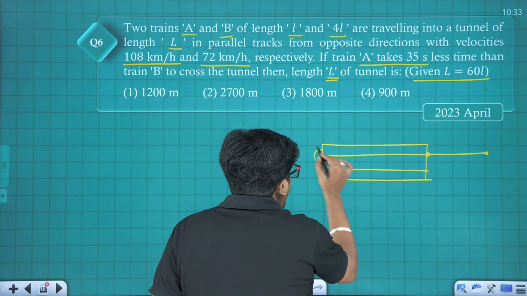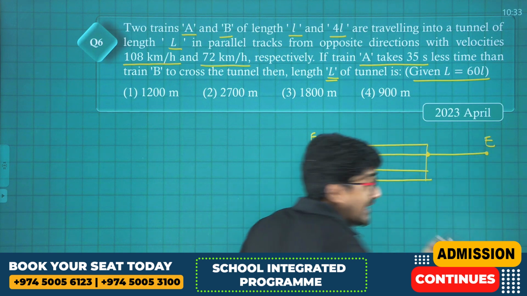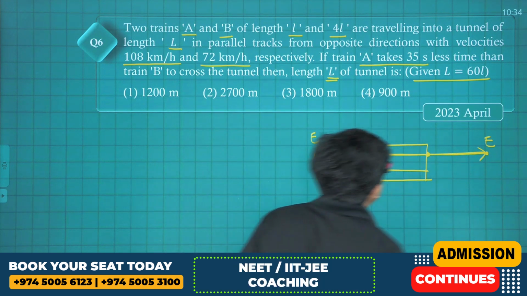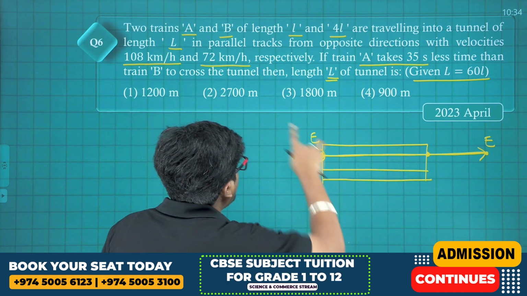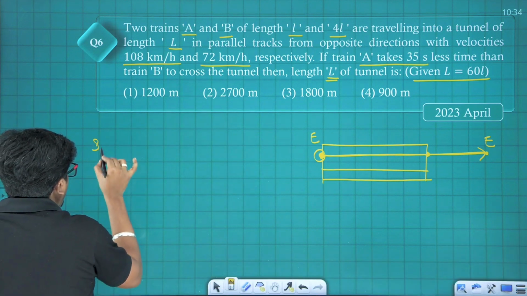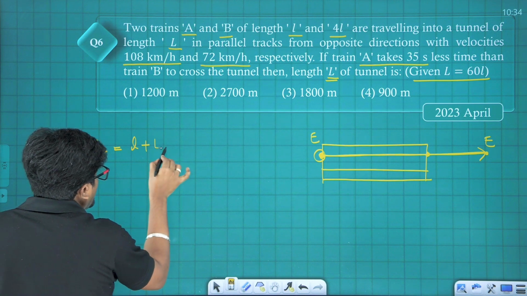So I take the engine as the reference. So the engine travels from here to here for train A. So what is the total distance traveled by the engine now? The total distance traveled by the engine is the length of the train, small letter l, and the length of the tunnel, capital L. So distance traveled by train A is small letter l plus capital L.